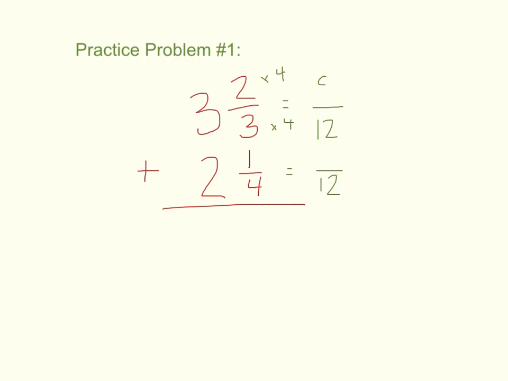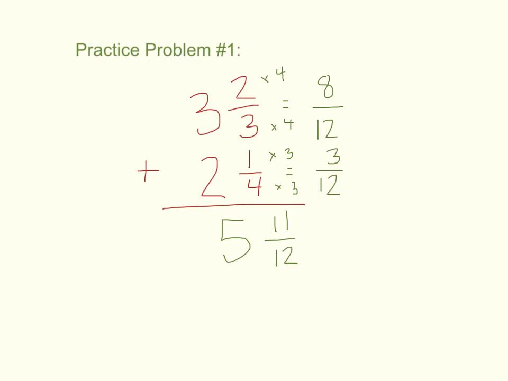2 times 4 is 8. To get 4 to equal 12, I have to multiply it by 3. I'm going to do the same thing to the top and get a new numerator of 3. Okay, I'm done making those equal. Now I have to go ahead and just add 8 twelfths plus 3 twelfths. If you do that correctly, 8 plus 3 is 11, and then the denominator of 12 stays the same. Next, I'm going to add 3 plus 2, and my answer is going to be 5.